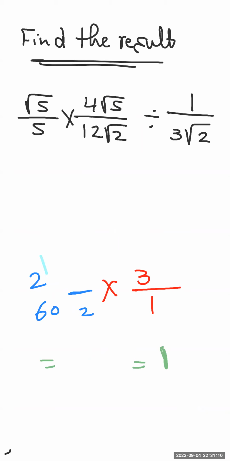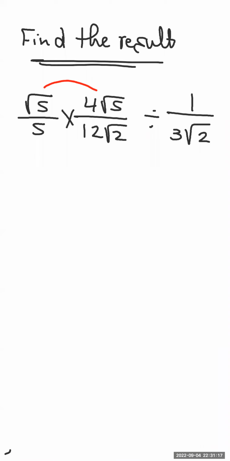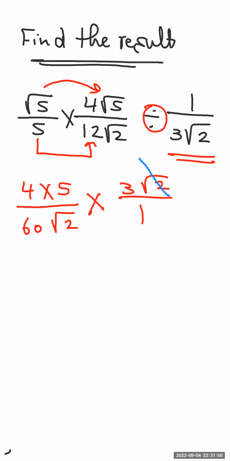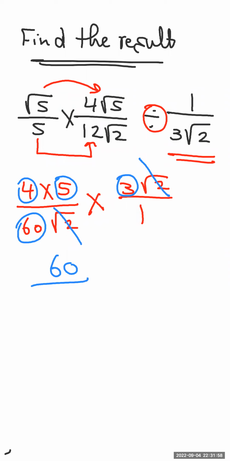First, I will start with the multiplication process. Here we will multiply the numerator times the numerator. So 5 square root of 5 times 4 square root of 5 means 4 times square root of 5 times the square root of 5, which means 5. Correct? Over 5 times 12 square root of 2. It's 60 because I'm multiplying 5 times 12, square root of 2. Division, change it into multiplication. Flip the number: 3 square root of 2 over 1. Now you can cancel square root of 2 with the square root of 2. 4 times 5 is 20, times 3 is 60, over 60 times 1 equals 60. So 1. Okay?